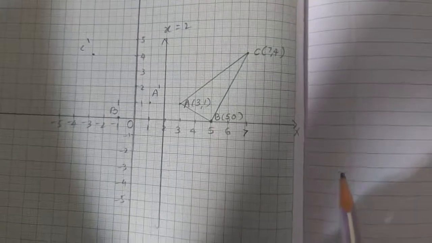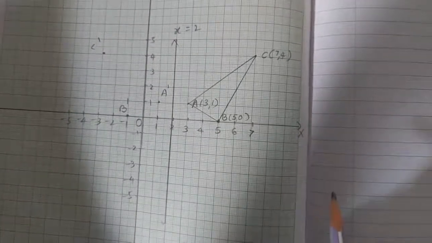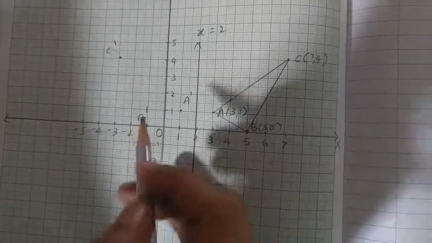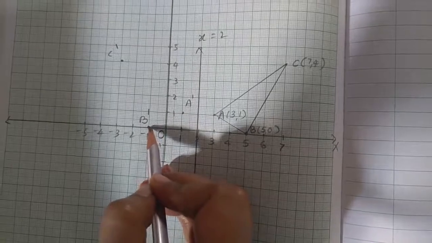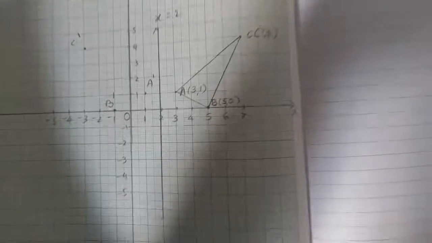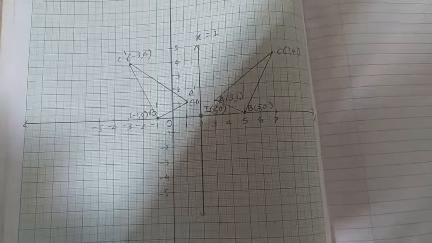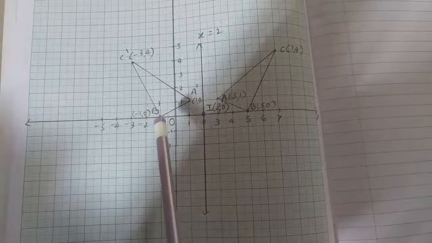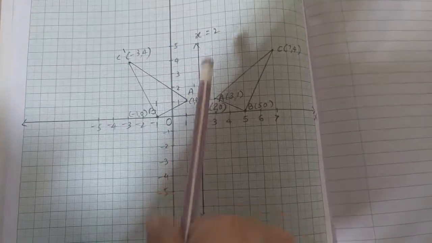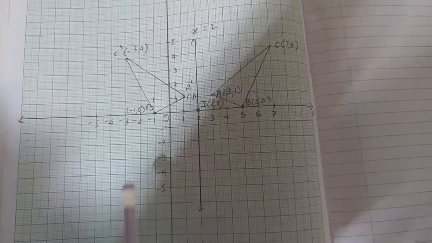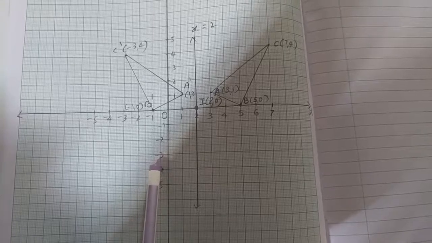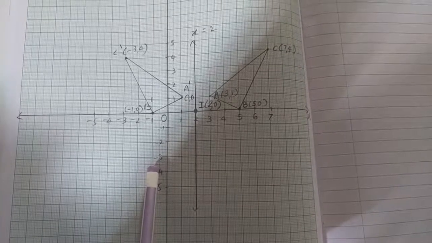Also the question is there, mark I, the point invariant under this reflection. Which is the point which is invariant? Invariant means the point which does not get any reflection. So here students, I have joined A dash, B dash, C dash to get triangle A dash, B dash, C dash under reflection in line x equal to 2. And you are asked one more question, that mark the point I which is invariant under this reflection.